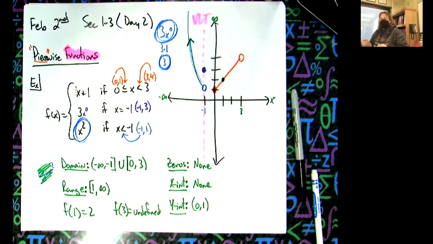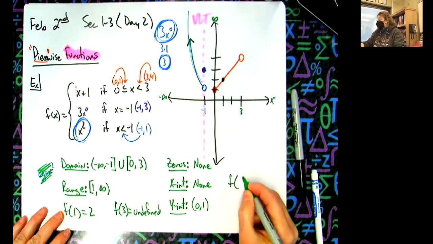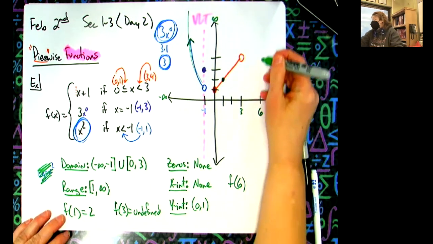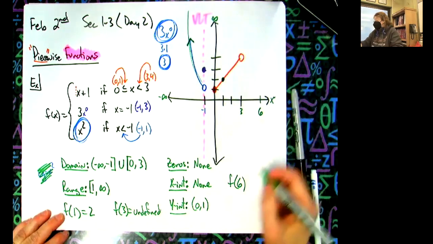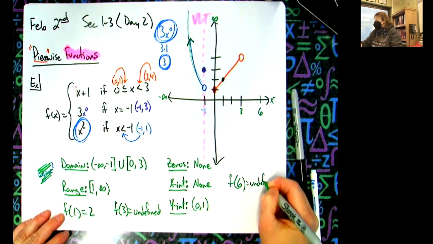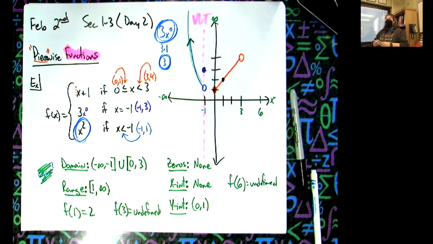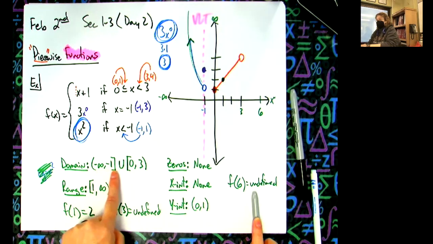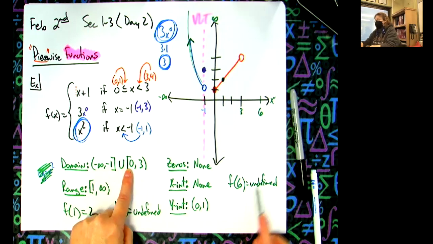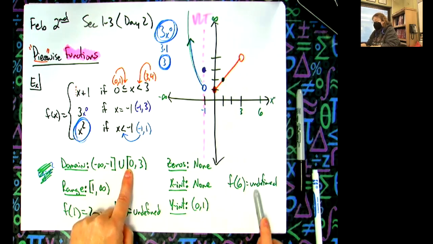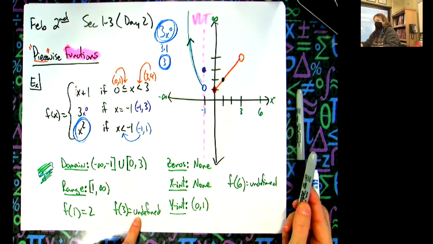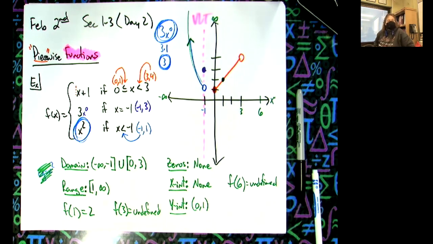I could also do, say, f of 6. Well, 6 would be out here. If I go all the way up, does it ever hit the function? Nope, so that's undefined as well. The function is not defined there. Now stop and think about that. Is 6 in the domain? It's not in the domain, because there's no function over here, so it's undefined. 3 has an open bracket on it in your domain, so 3 is not in the domain. If it's not in the domain, it's not defined by the function. So there are lots of different ways to look at that.